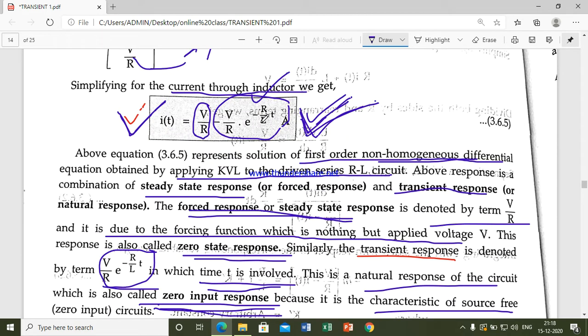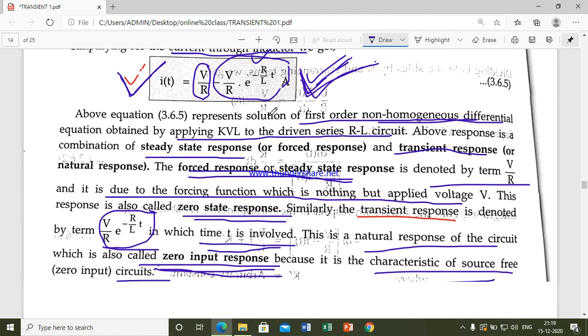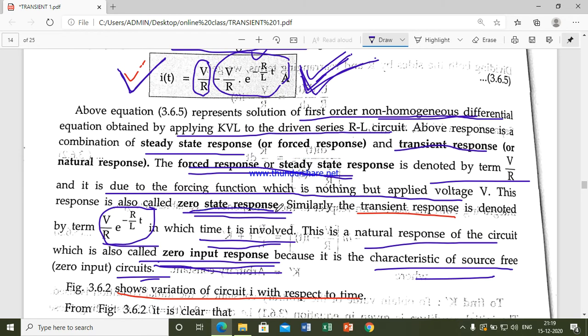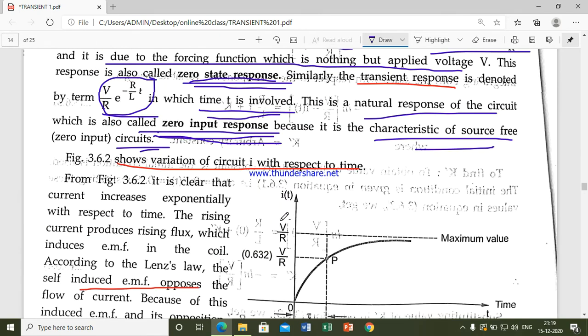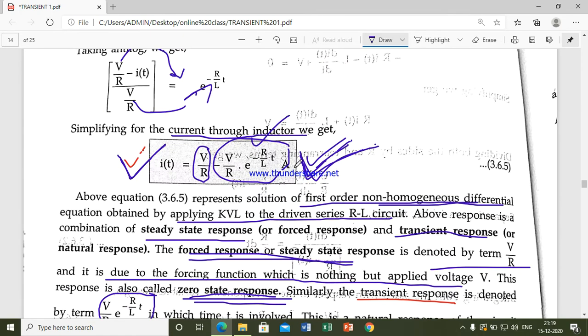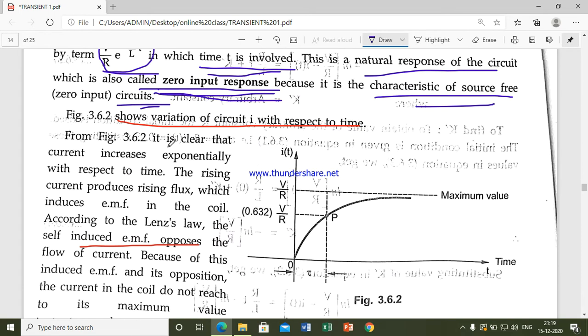Steady state is due to applying voltage. Transient response is when you don't apply any voltage, whatever energy is stored in the inductor, that energy will decay. So you can call this a zero input response, because you have not applied any voltage source for this. Next we'll see how we can represent these terms with the help of a graph.